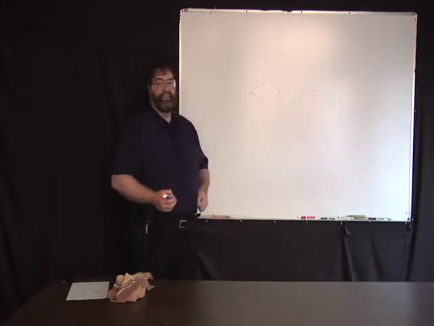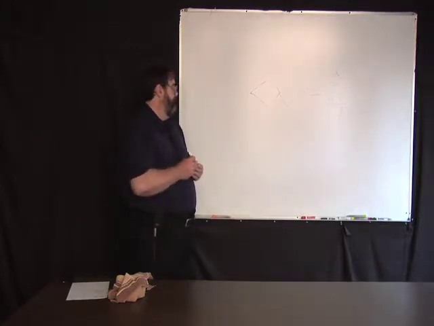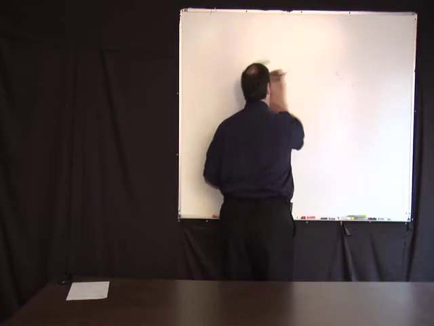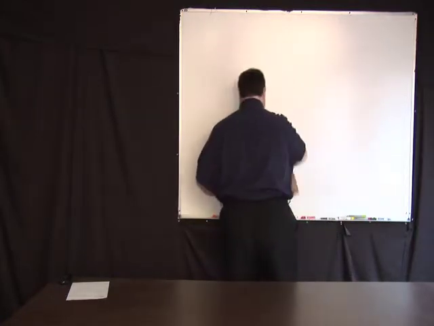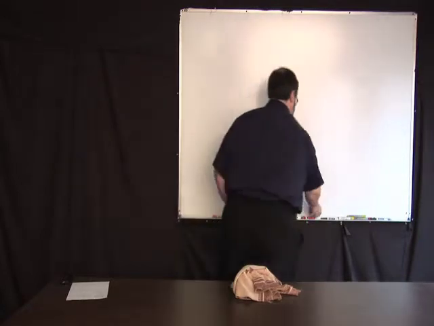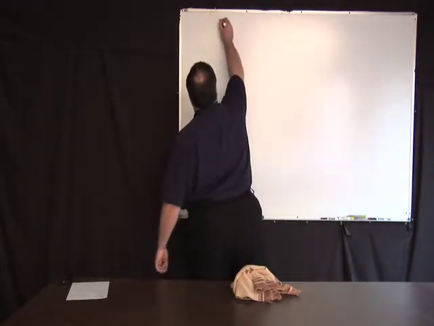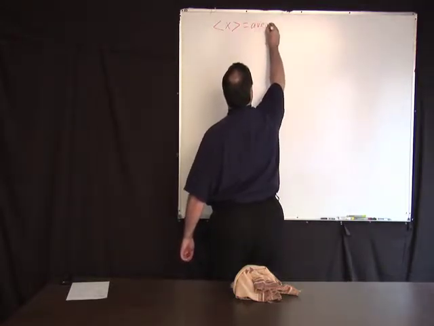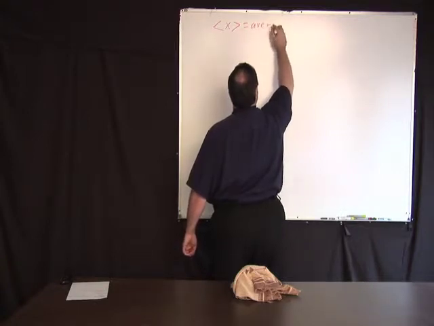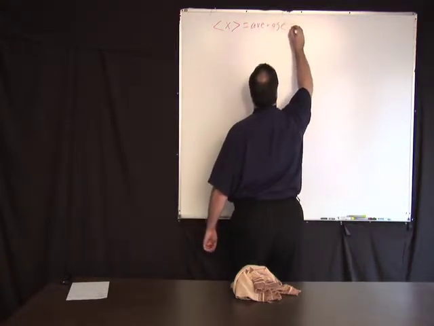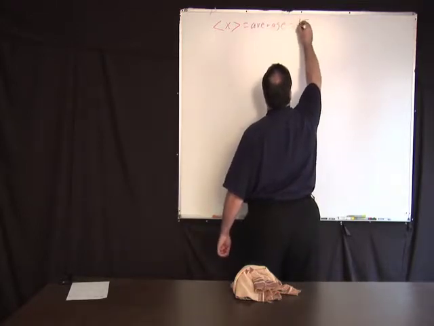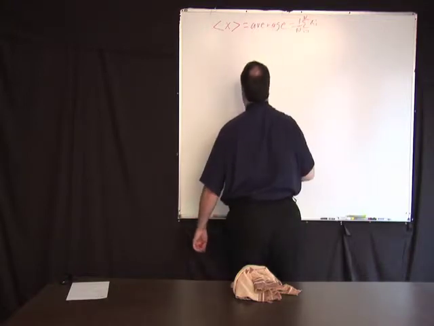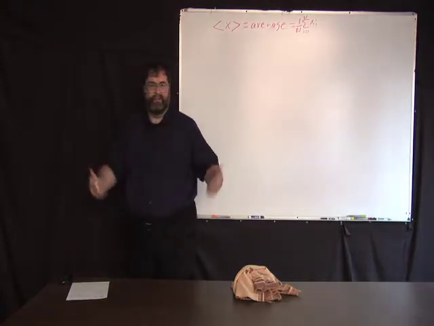So things in brackets indicate an average. Okay. So just to recall, bracket x is average or mean. Just sum up everything and divide by the number of things, and you get the mean.